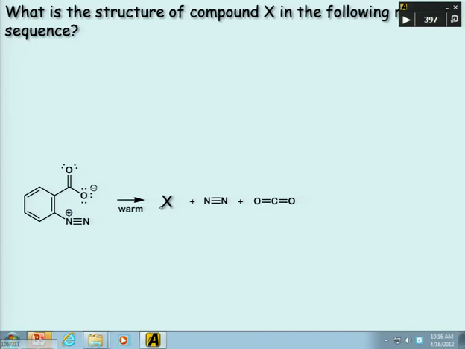Work through it. What's going to happen when you lose carbon dioxide and nitrogen? What is left behind? What do you think is left behind? Yell it out. Benzene.